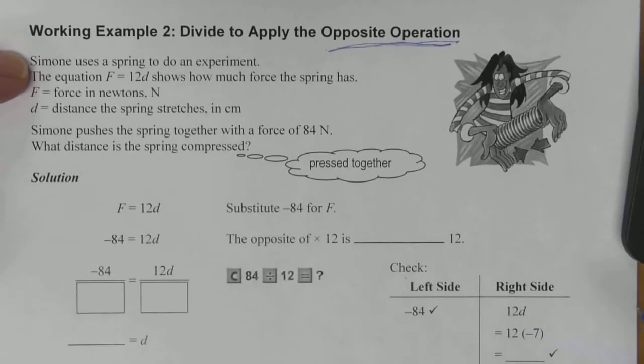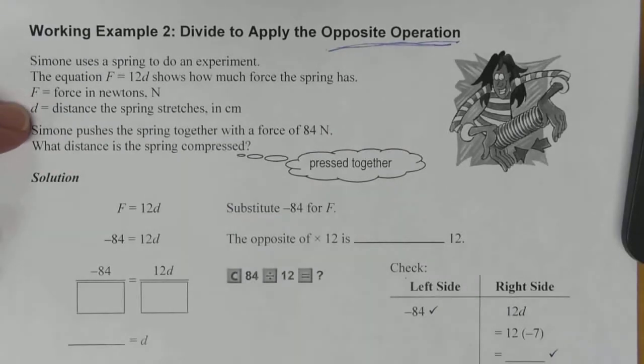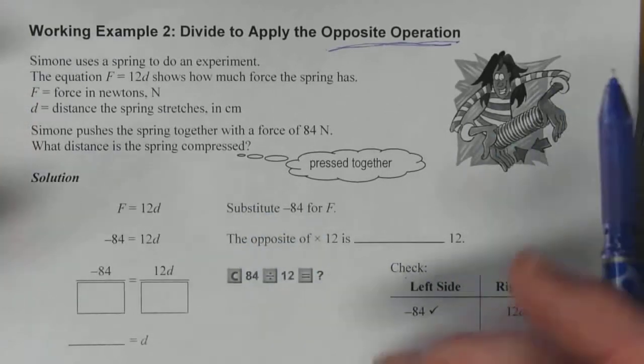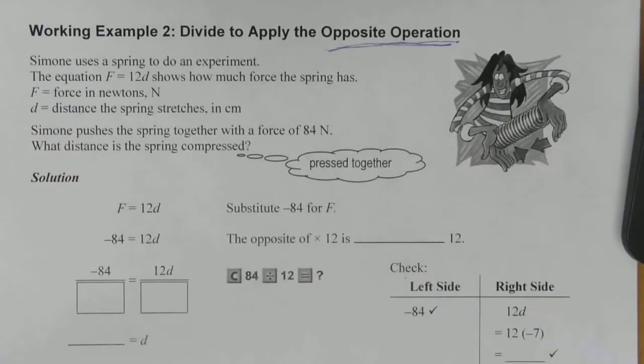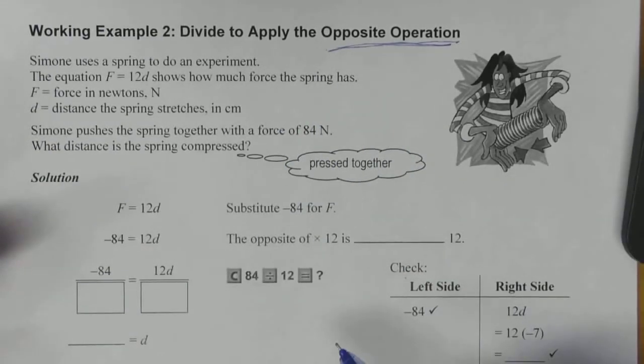Simone uses a spring to do an experiment. The equation F equals 12 times D shows how much force the spring has. F is equal to the force in newtons, and for newtons we use the letter N to represent the units. D is equal to the distance the spring stretches in centimeters. So to have a positive D, we're stretching the spring out. To have a negative D, we're going to squish the spring together. And actually that's what we're using in this question.